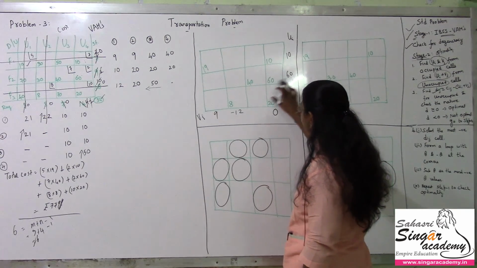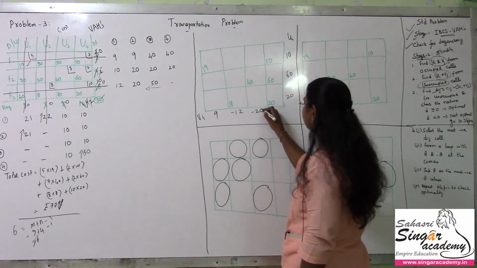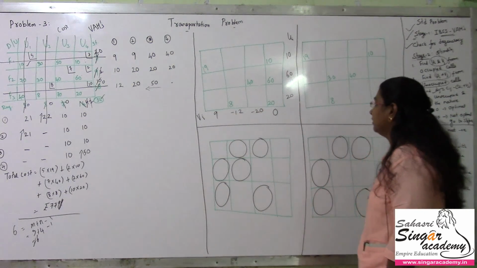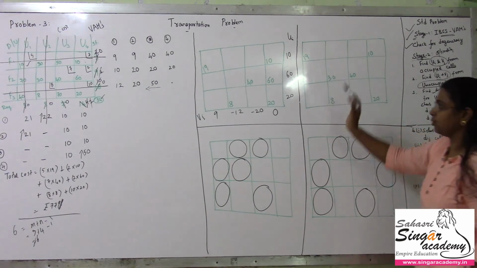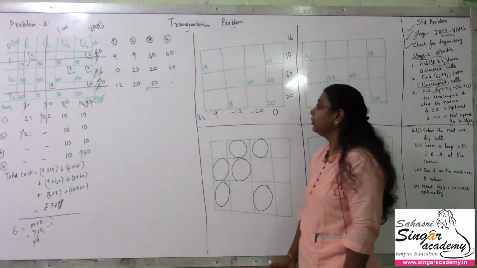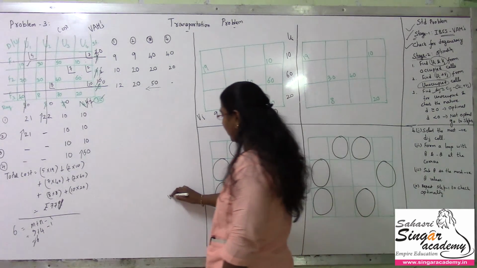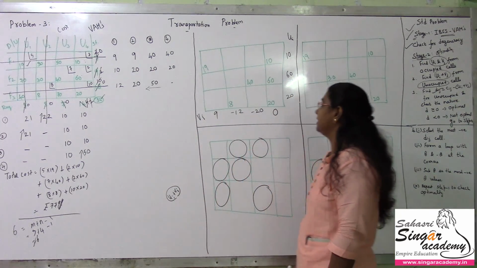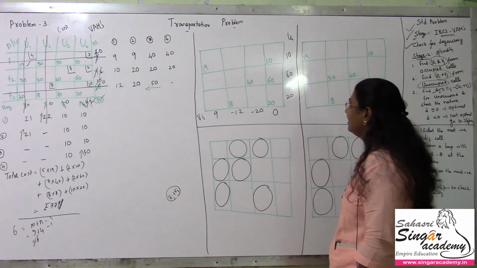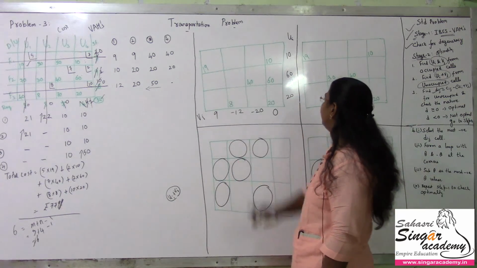So 60 is there, 40 is there. I have to take minus 20, right? 60 minus 20 is 40, right? So this step is over. Finding Ui and Vj from the occupied cells is over. Now I have to find Ui plus Vj for the unoccupied cells, so we have to add directly, and I'll post it here.